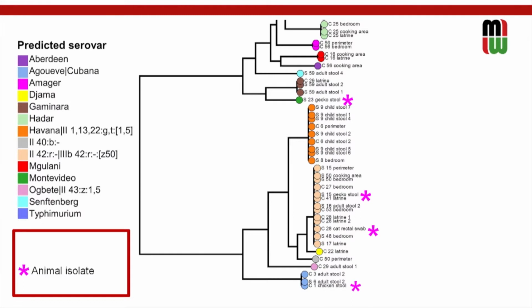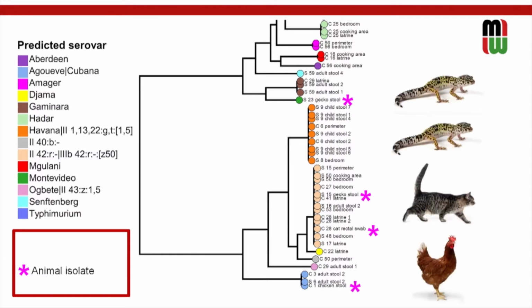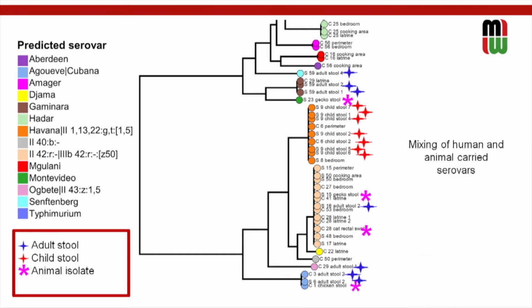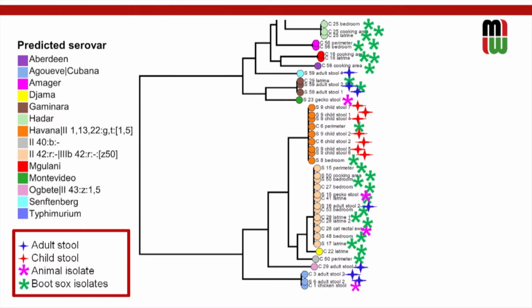These were our 4 animal isolates that we found. They were from a chicken, a cat, and 2 geckos. Thought you'd like that. What I've done here is just plot the animal and the human isolates, and you can see that in contrast to what they found in the Gambia, there clearly is some mixing of where we were finding animal and human isolates and what their genomic clustering was.